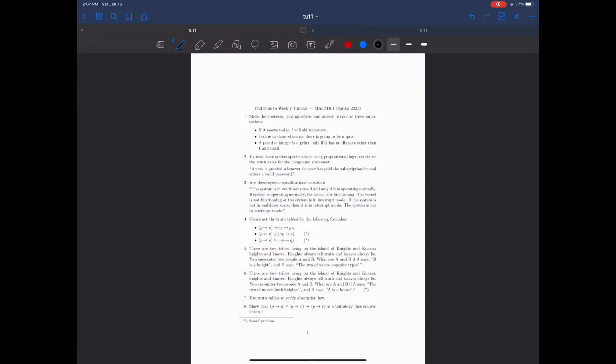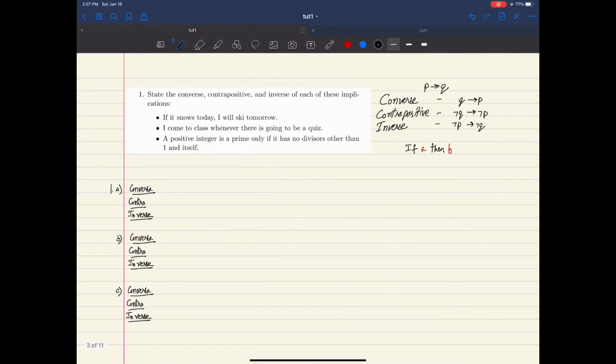In this week's tutorial, we are covering propositional logic and laws of logic. And we have 8 problems which are fairly simple in nature. So let's dig into them. The first question is: state the converse, contrapositive, and inverse of each of these implications.